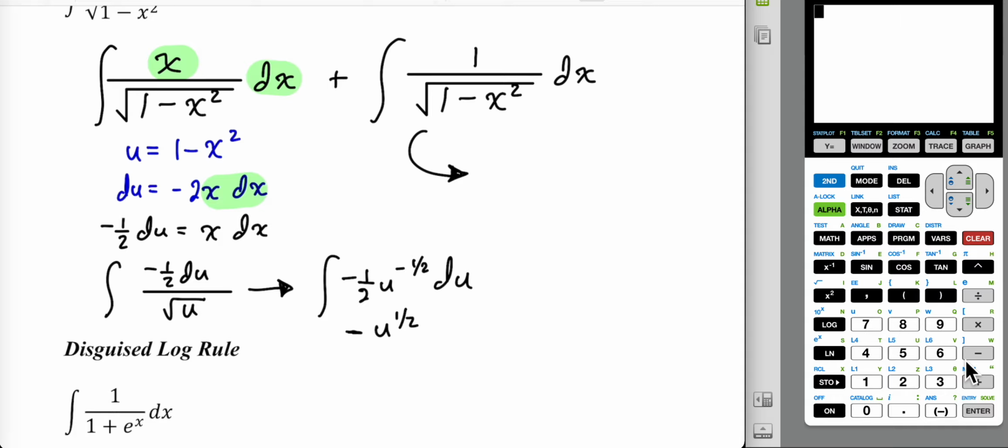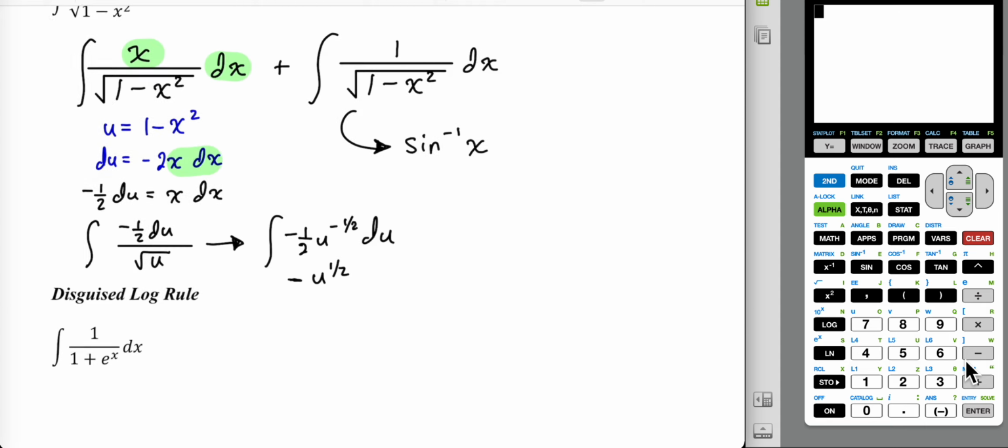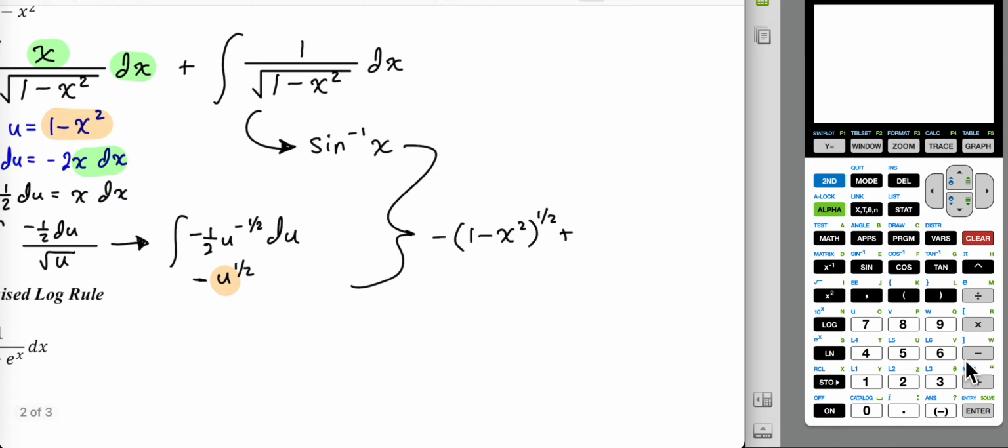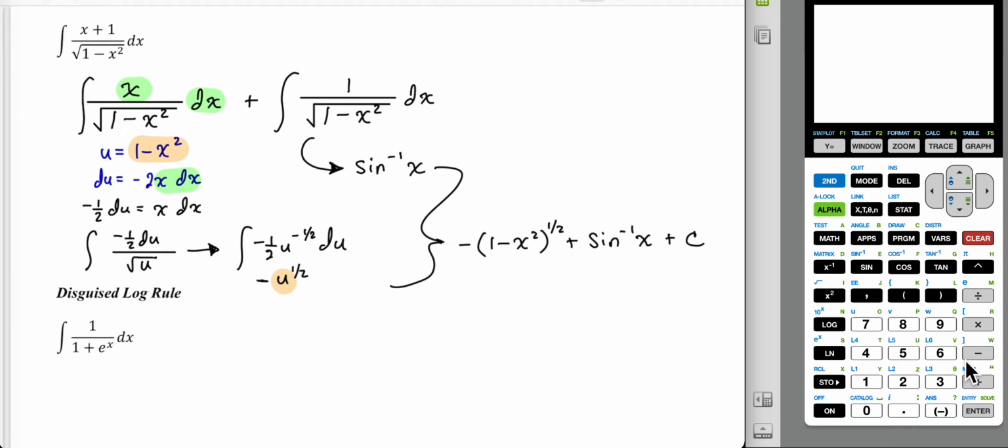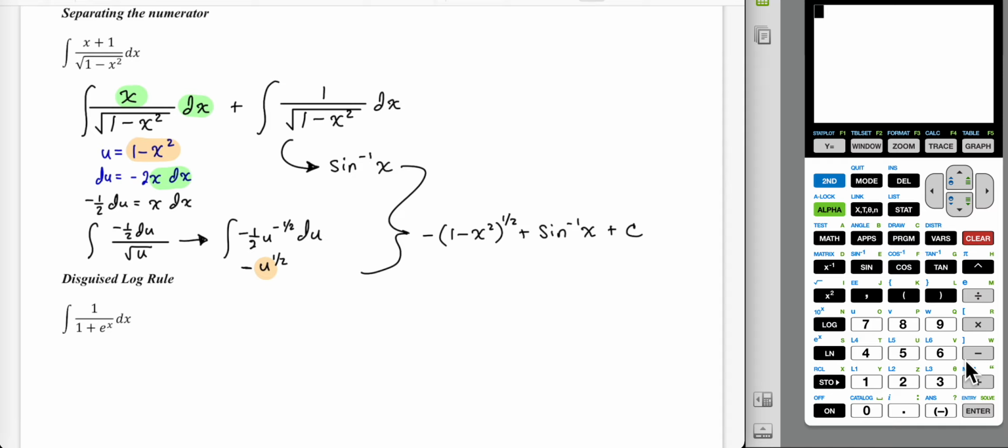This part is the inverse sine of x. So put it all together, making sure that you reverse your substitution. U is really 1 minus x squared. And you'd have an antiderivative of negative 1 minus x squared to the 1/2 plus inverse sine of x plus c. All right, so, you know, it takes a little doing, a lot of writing. I color code a lot, but it gets you there.